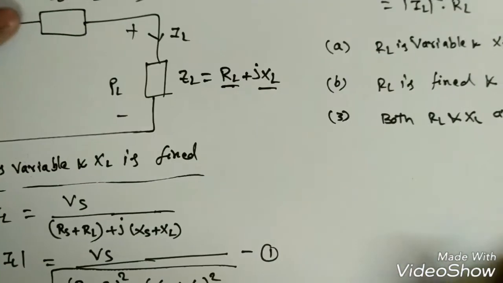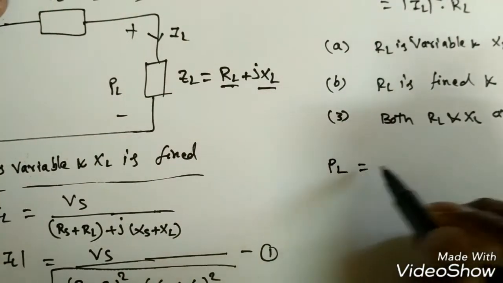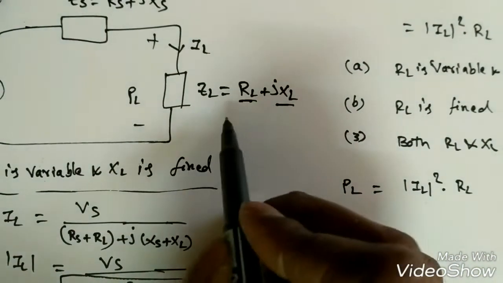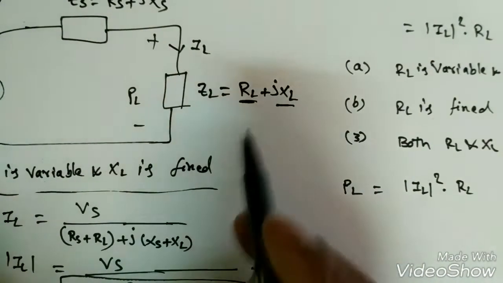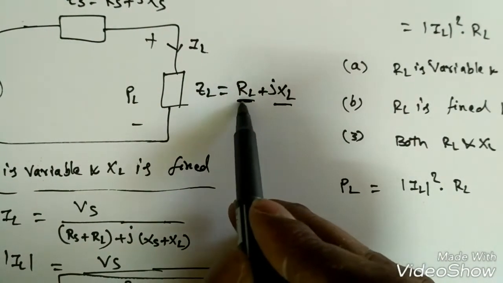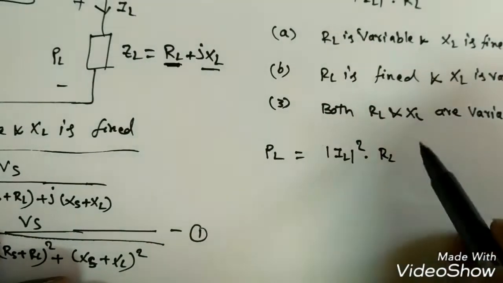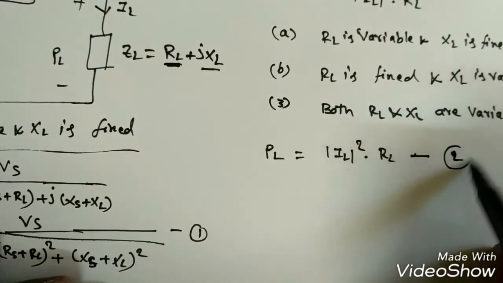Now we need power calculation, so PL is equal to mod of IL square into RL. Now we only need to see the load power, which we need to deliver, right? Only dissipating power, not storing power. So this is mod of IL square into RL, equation 2.